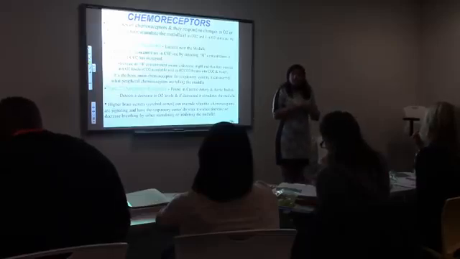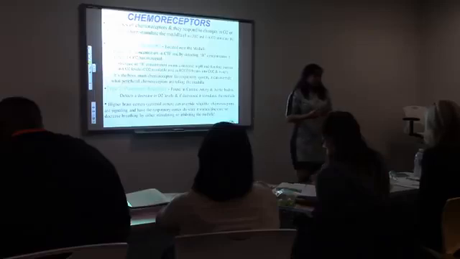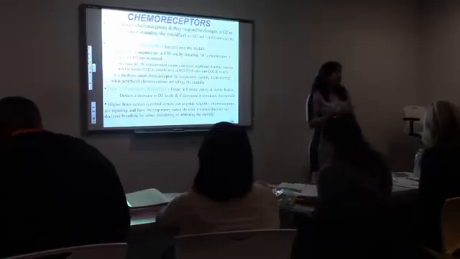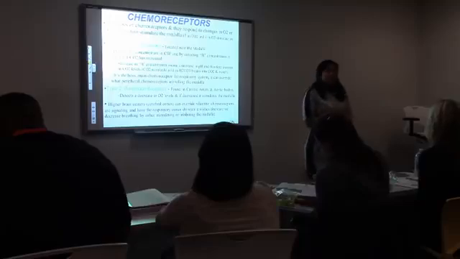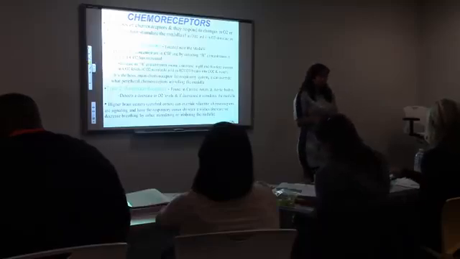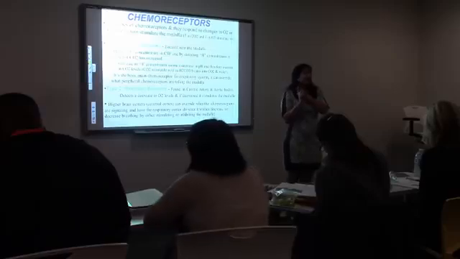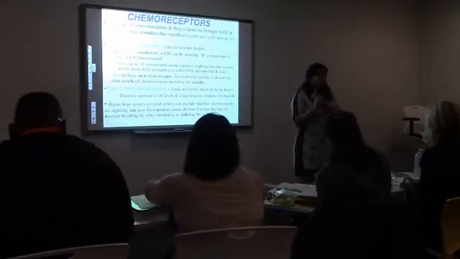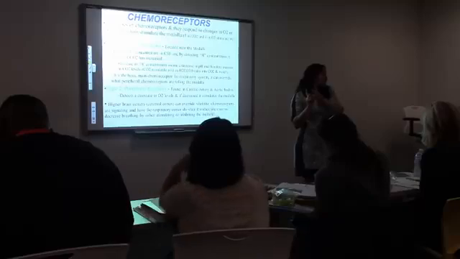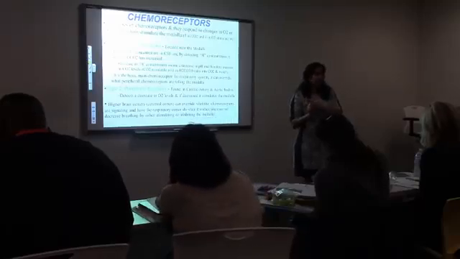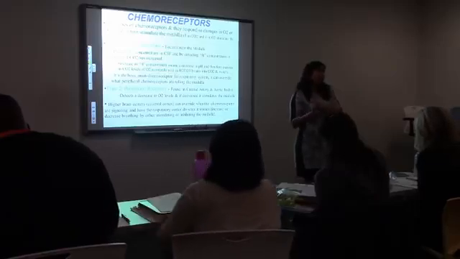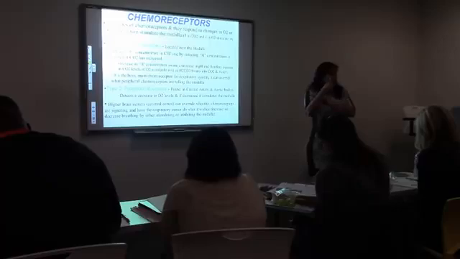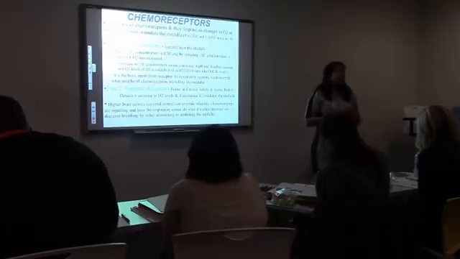As soon as they detect that the hydrogen concentration within the CSF has increased, that tells them indirectly that CO2 levels have increased, and they stimulate the respiratory center. So central chemoreceptors, found near the respiratory center, near the medulla oblongata, detect hydrogen concentration within the CSF. If the hydrogen concentration increases, it means that the CO2 levels have increased, and therefore they will stimulate the respiratory center.